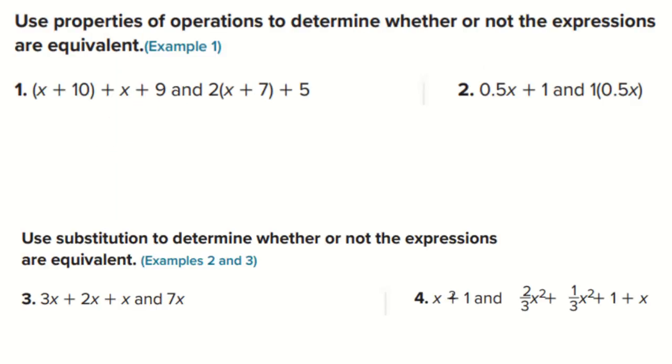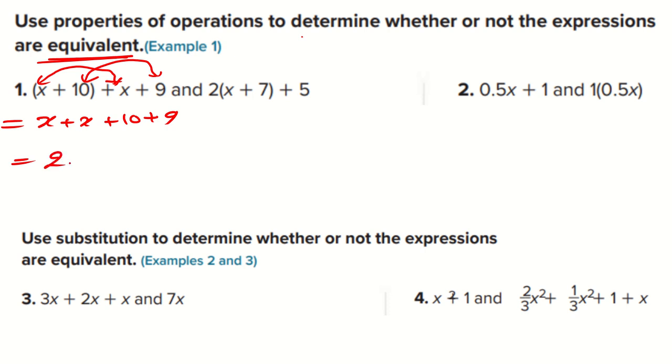Now next is use the properties of operation to determine whether they are equivalent or not. Equivalent means getting the same answer. This is the meaning of equivalency. You see, it is just a bracket but with the addition sign, so there is no use of the bracket actually. So write the like terms together, x plus x and then 10 plus 9, because they have the same letter and same power, and these two are numbers only. So x plus x is 2x, plus 10 plus 9 is 19.